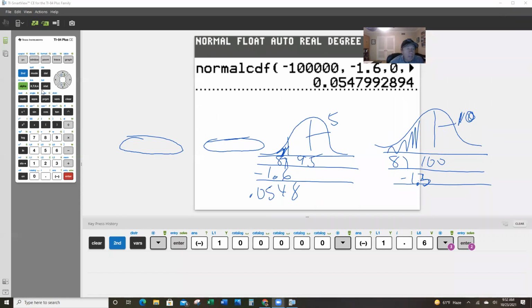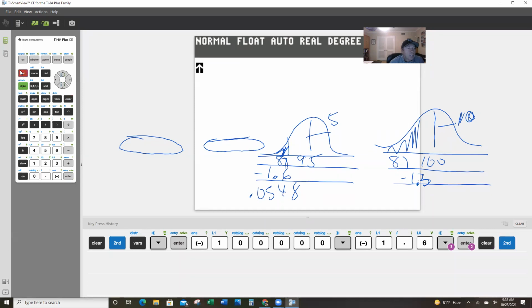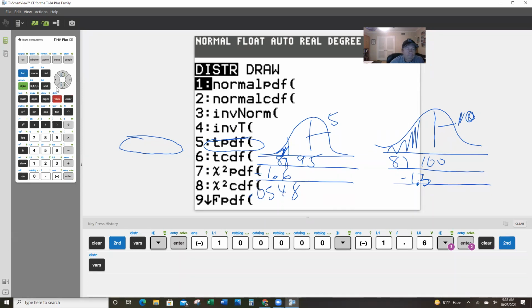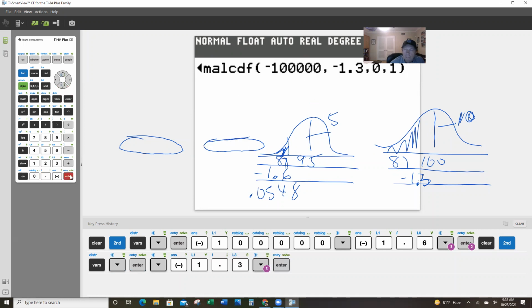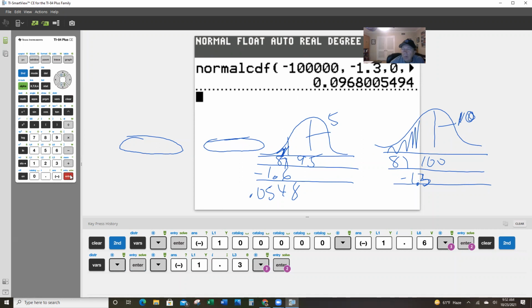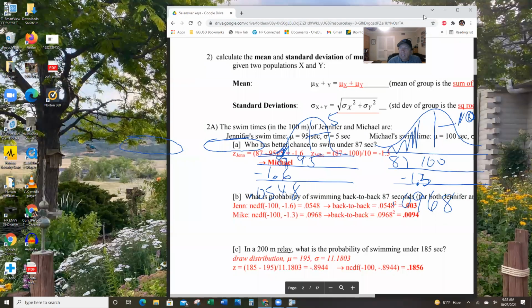And then on the other one, we'll clear this. Again, hopefully you remember how to do this from the past. Second distribution, normalcdf, negative infinity, negative 1.3. And you get 0.0968. Okay. Let me minimize this. We'll get this back on the screen there.